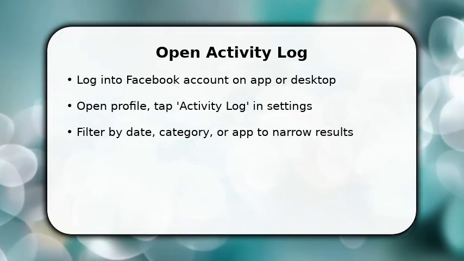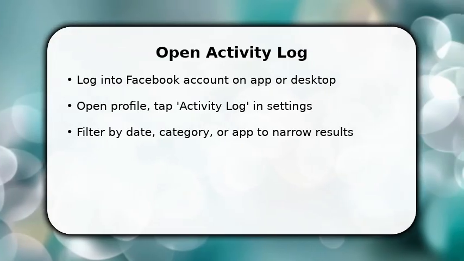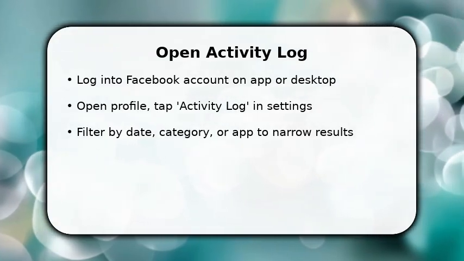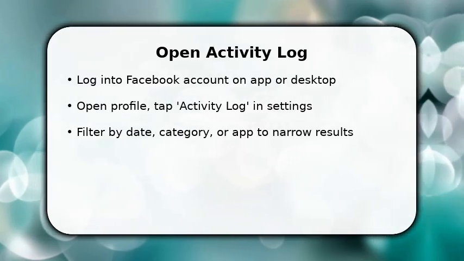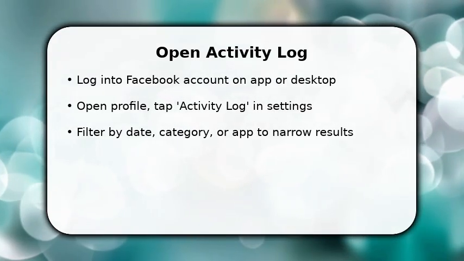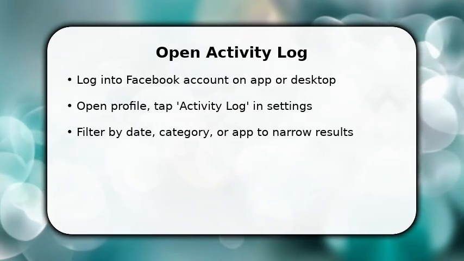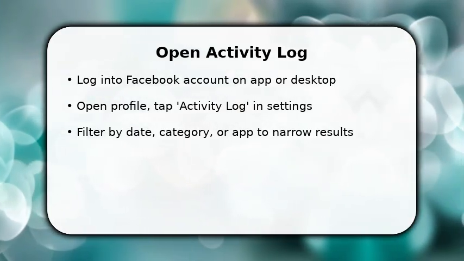You start by signing into Facebook and going straight to your profile. This saves time. Once there, open Settings and Privacy, then Activity Log so you can see every action tied to your account. Make sure to choose the correct device view, mobile app or desktop, because options differ.